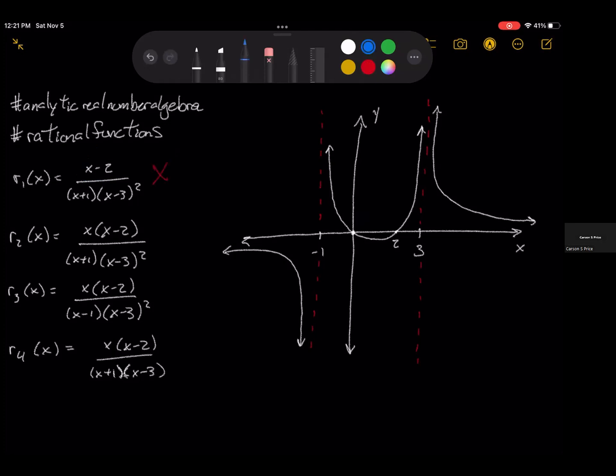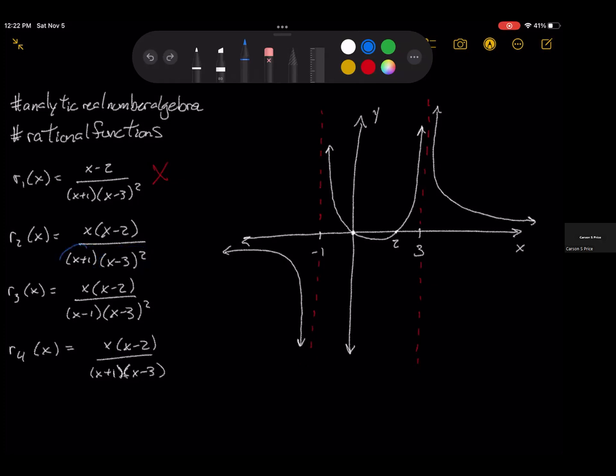All right, let's think about function number 2. The zeros are correct. I've got a zero at 0, so that one's taken into account. I've got a zero at 2, so that one's taken into account. Let's see, what about the vertical asymptotes? I'm supposed to have a vertical asymptote at -1. That's true. I'm supposed to have a vertical asymptote at 3. That's also true. And let's think about the multiplicity of those vertical asymptotes.